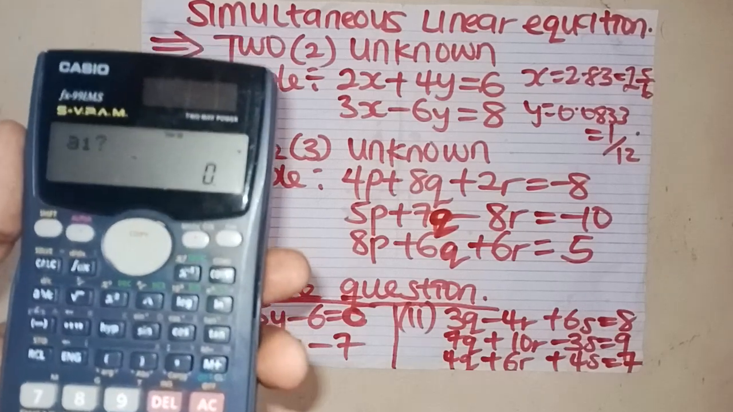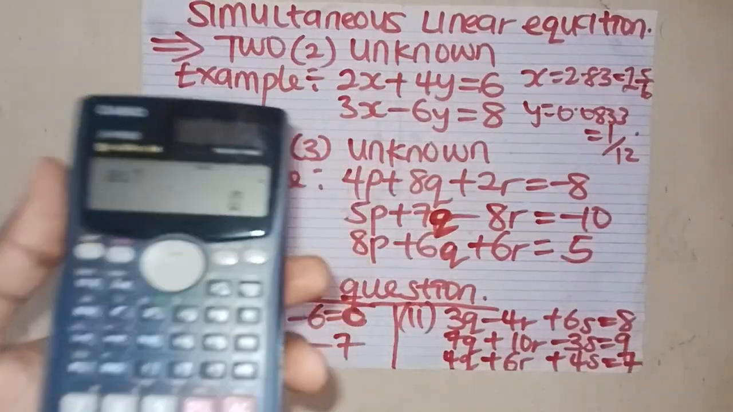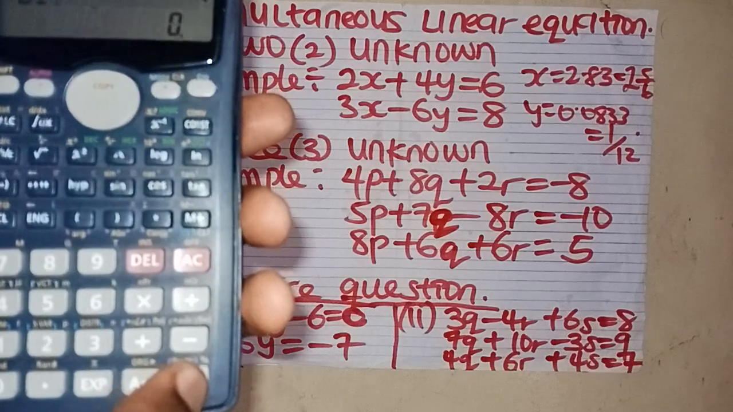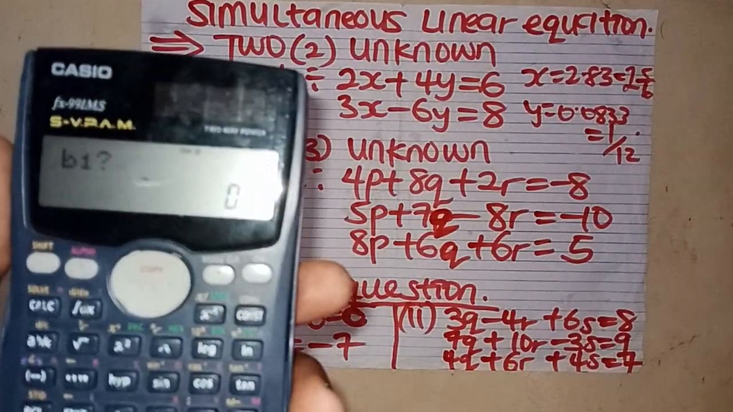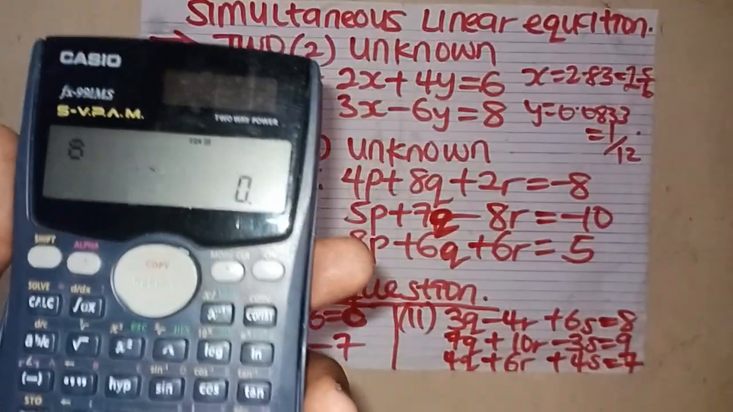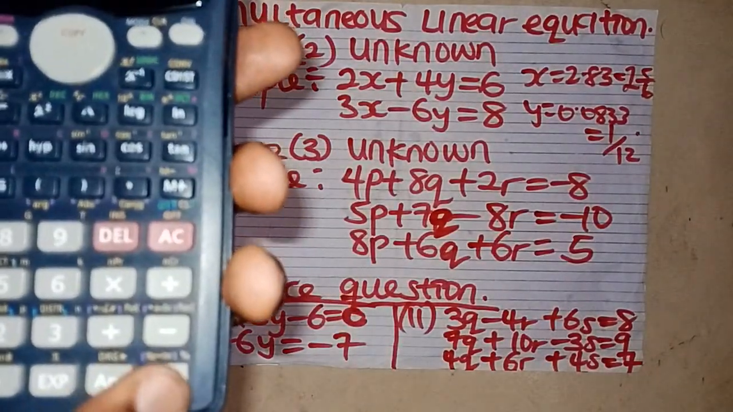So it brought A1. My A1 will be 4. You can see the 4 here. Let me press 4, and I'll press equal to. Then it brought B1. My B1 is my 8. Then I'll press my 8 here, and also press equal to.